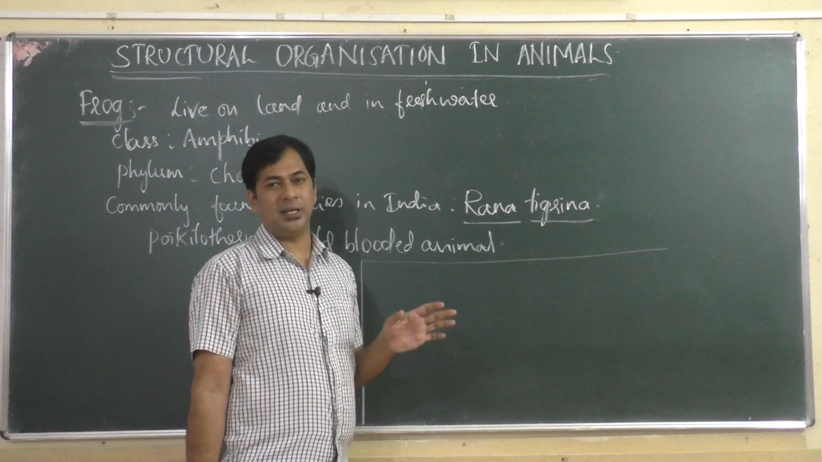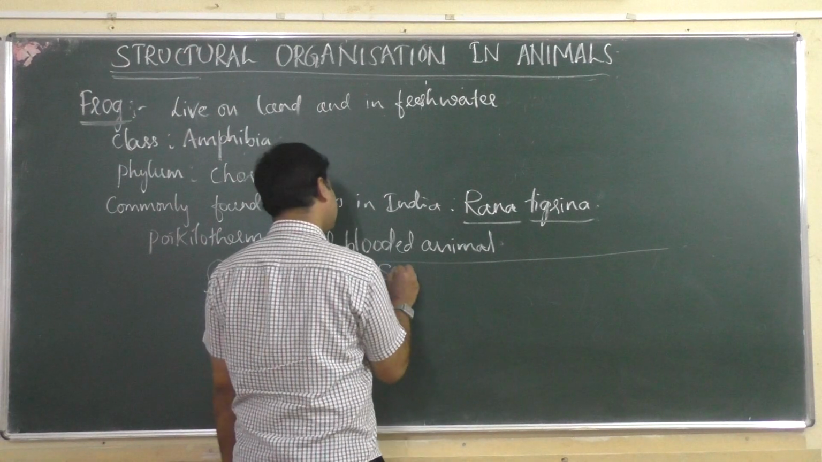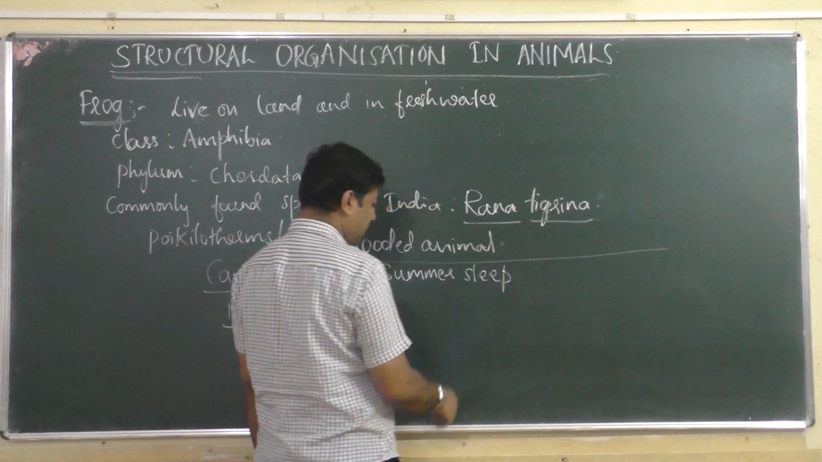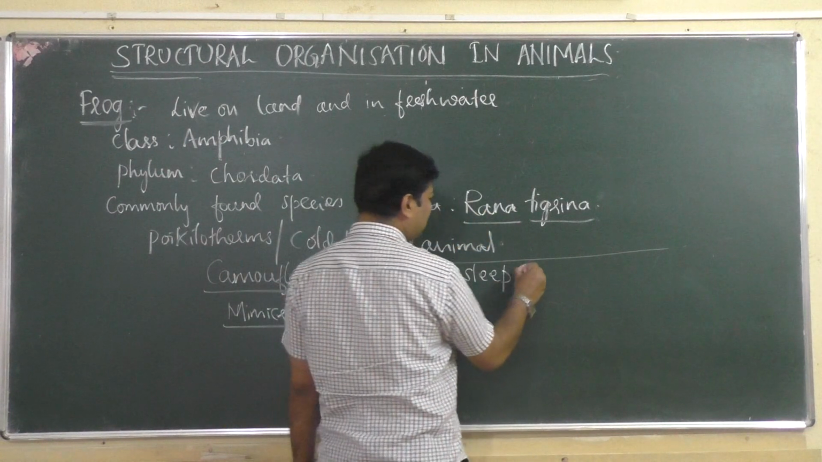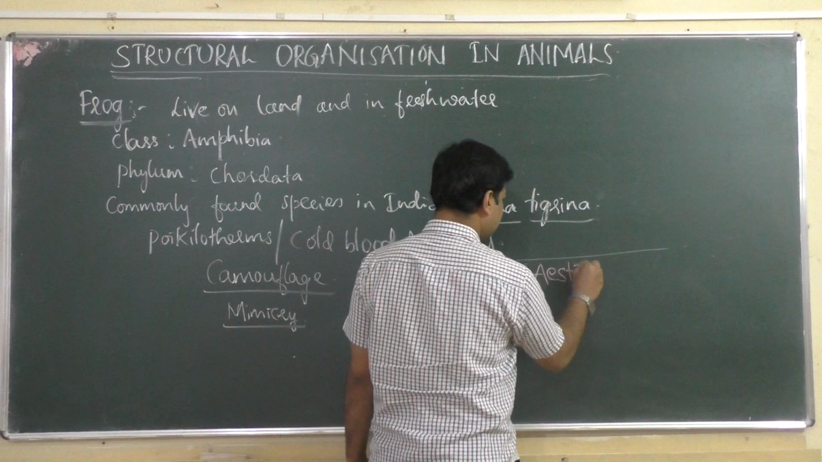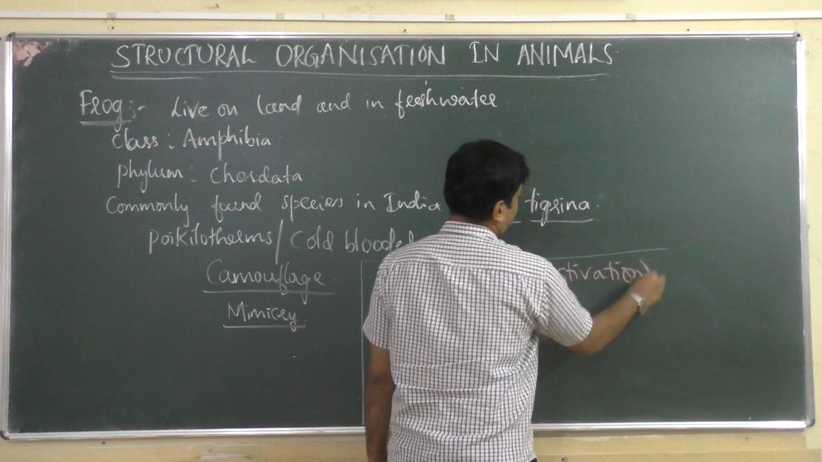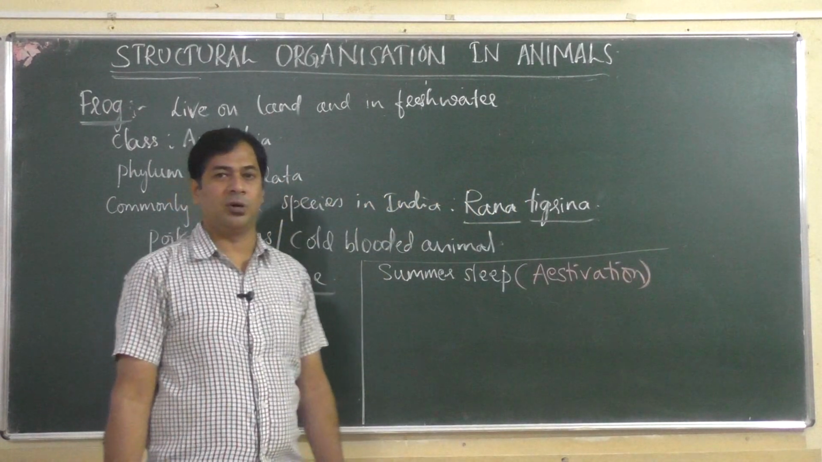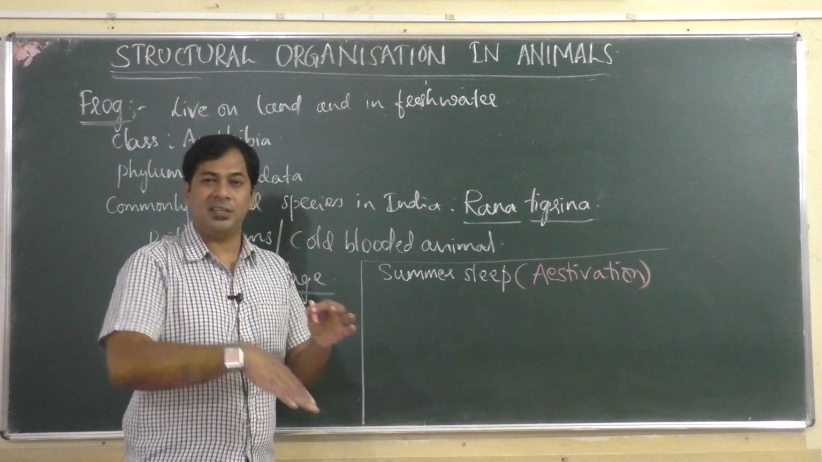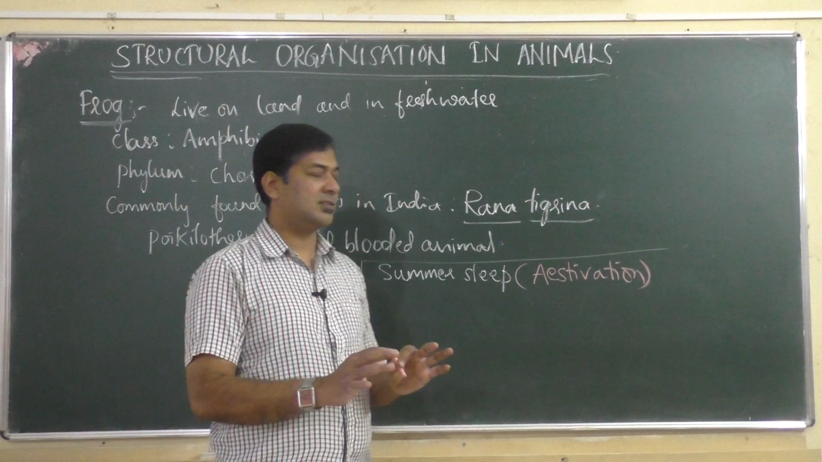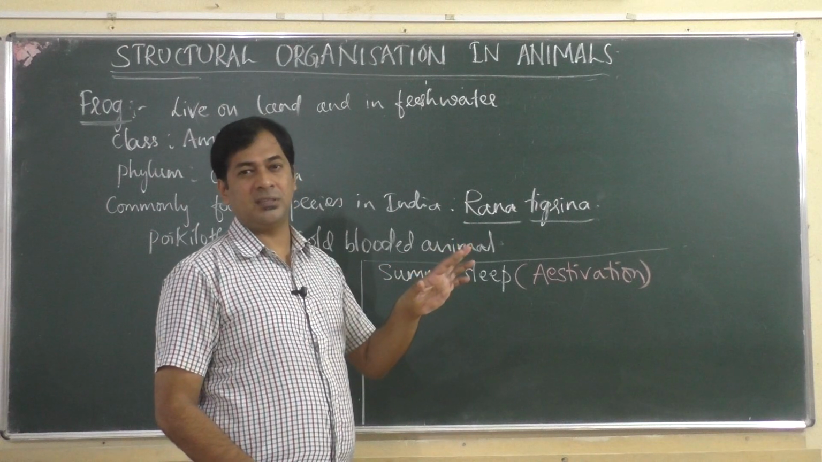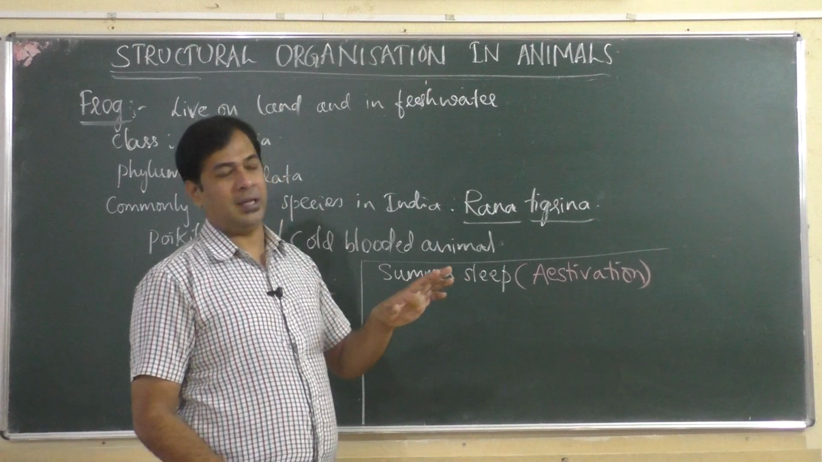To escape from summer, it lives in the soil, which is called summer sleep. For summer sleep, one particular word is used. Summer sleep is a common word, but in biology we use the word estivation. Not that estivation which we use in morphology of flowering plants. This is different. Summer sleep, where frogs live in the soil to escape from sunlight, from summer. Peak summer means very high temperature, like April, May.